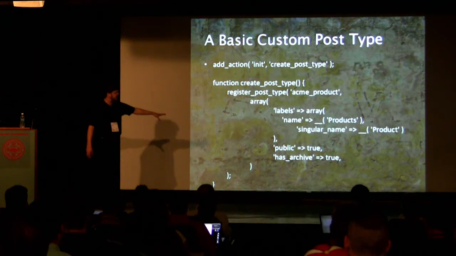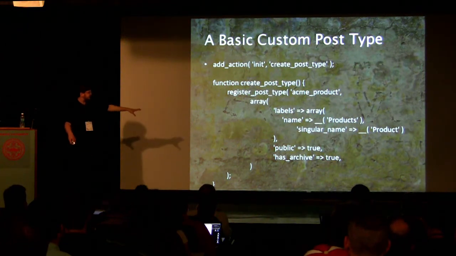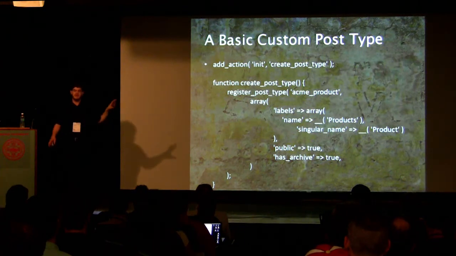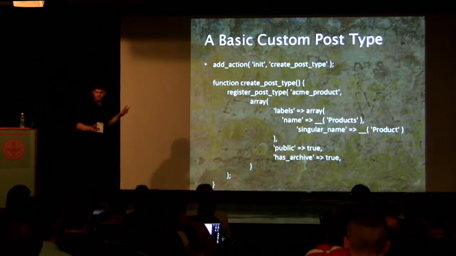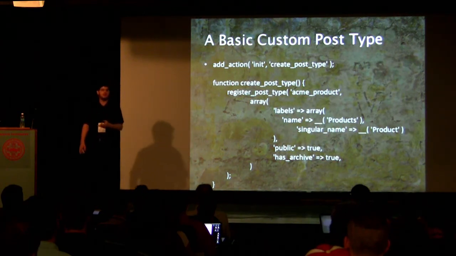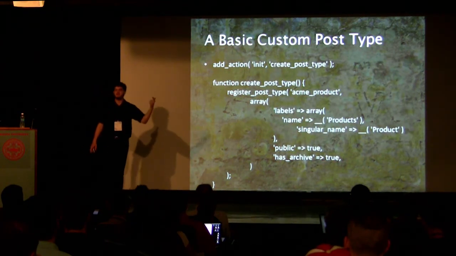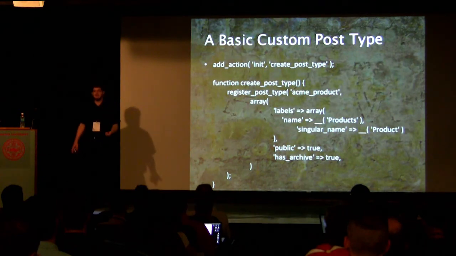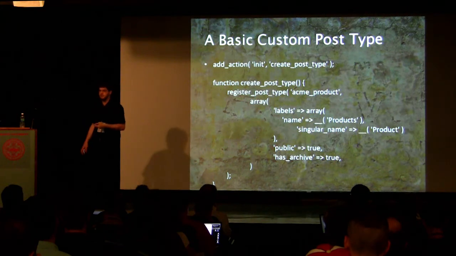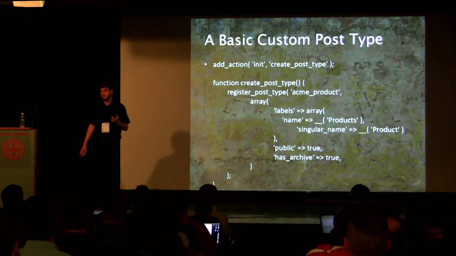If you look down at the bottom, I think everyone can see this. It says public, true, has archive, true. There's a bunch of options like this that say, can I take this custom post type and use it in my theme in such a way that a user can type in the permalink and visit that directly? Or is it only available through calls from other functions on other parts of your site? An example of this would be you can't visit a nav menu item directly.